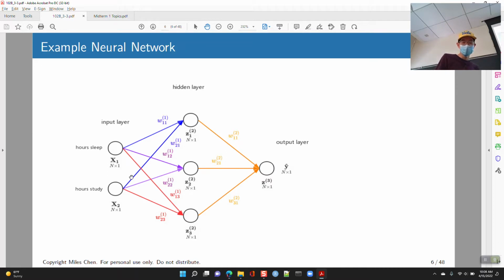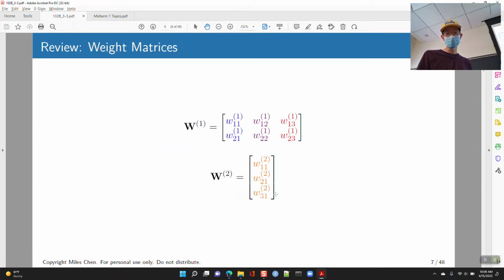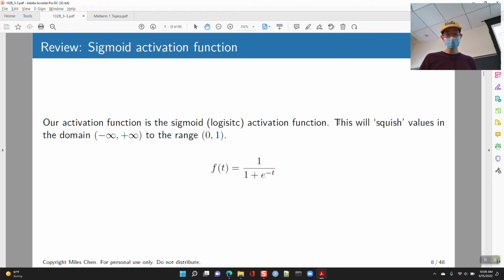Okay, so if we label all of those arrows, we have 6 weights in the W1 matrix. We have 3 weights in the W2 matrix. When you multiply X by W, you get Z, and then you apply the activation. After you apply the activation and multiply by W, you get Z in the third layer, and so on and so forth. Okay, so here are our weight matrices, the 6 of them, color coordinated.